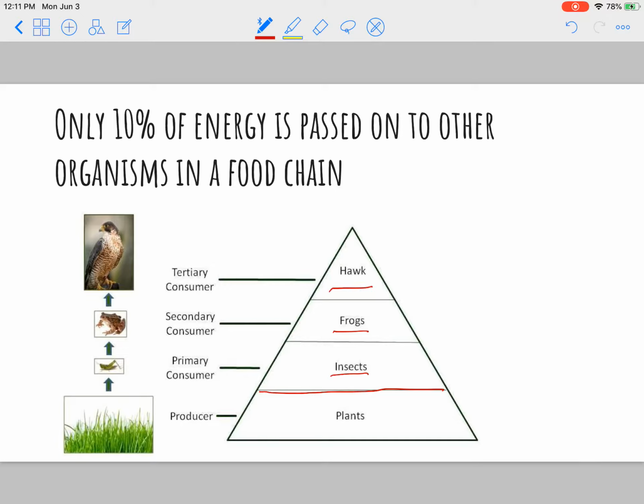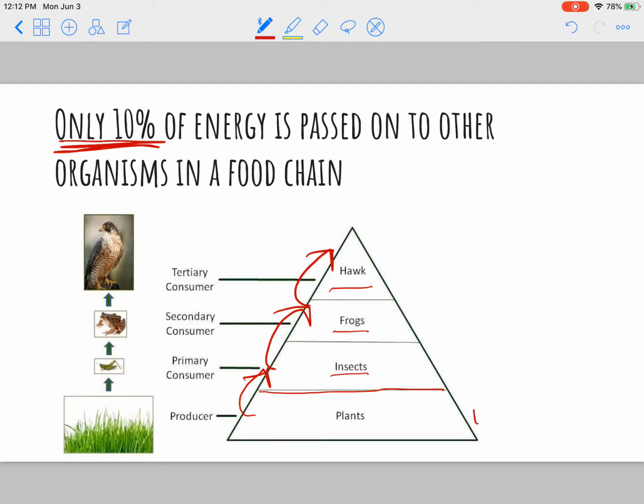Now, each level is going to pass on some energy. So your plants are going to give some energy to your insects. Once they've been eaten, your insects are going to give energy to your frogs because frogs eat the insects, and then your hawk is going to get some energy from the frogs because that's what the hawk is going to eat. Only 10% of energy is passed on to the other organisms.